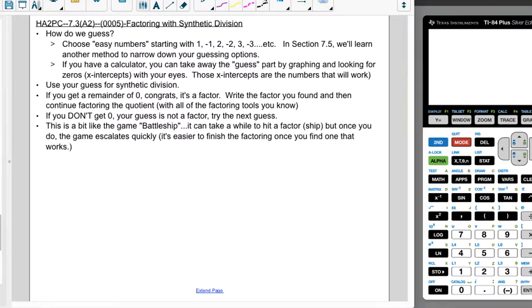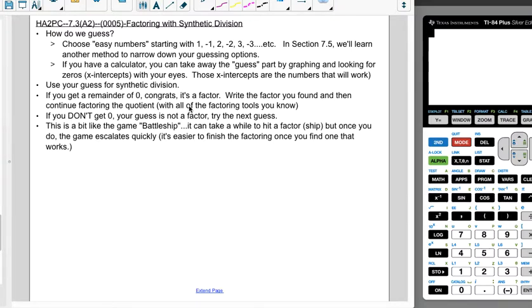So first thing, you're going to guess by choosing easy numbers. When I say easy numbers, it starts with 1, not 0, and the reason for that is that if 0 were a factor of a polynomial, then x would be a GCF that you could factor out. So we're assuming that if 0 were a factor, you've already factored out the GCF of x, you've already found that factor. So the easiest number to start with is 1, and then try -1, and then 2, and -2, and 3, and -3, and so on. In section 7.5, we're going to learn another way to narrow down your choices a little bit.